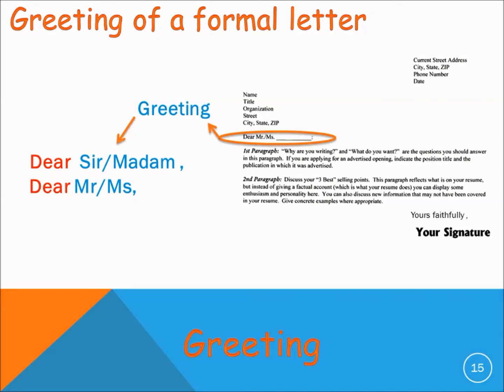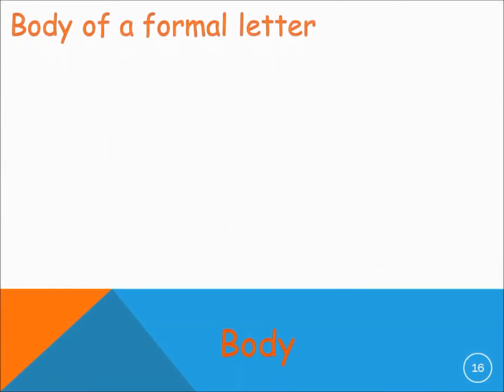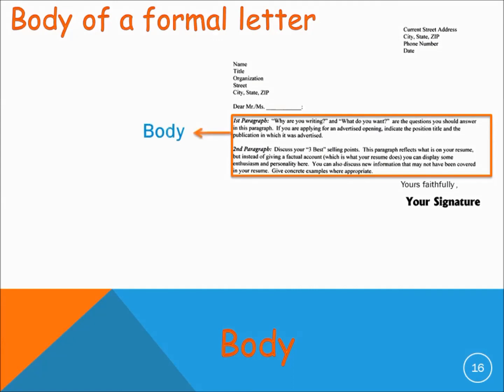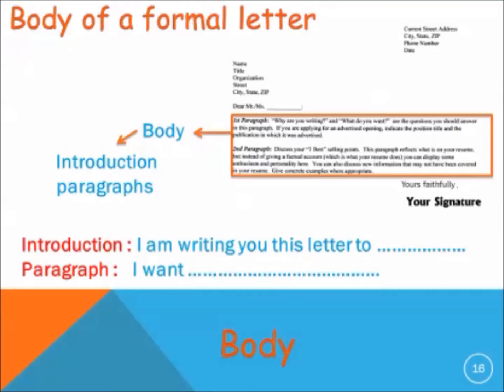Moving to the 3rd part of my letter, which is the body. In my body, I'm going to write an introduction and my paragraph. What is this introduction? In the introduction, you say why you are writing this letter. You can say, I am writing this letter to ask about, or I'm writing this letter to complain about, or whatever you wish. You are writing your purpose here. And then you can follow this with your paragraph, saying what you want.